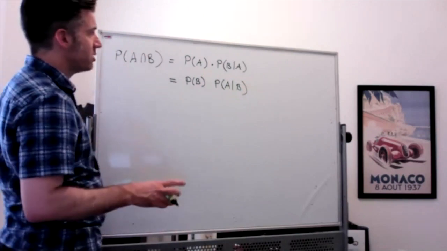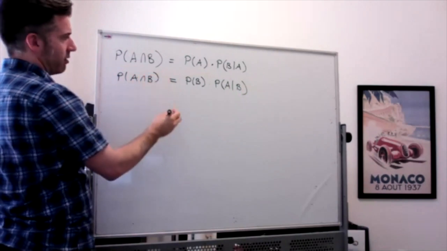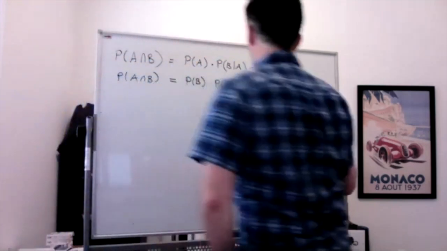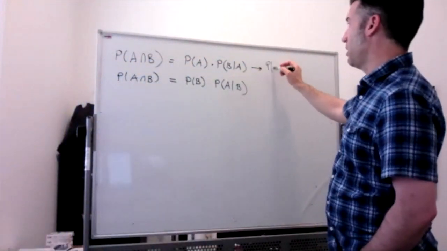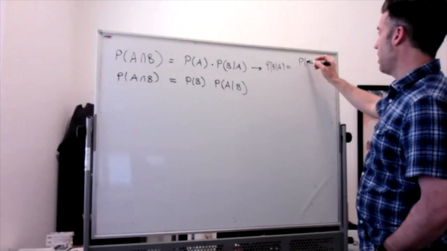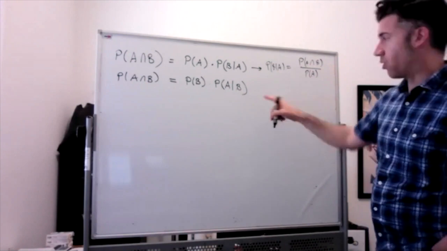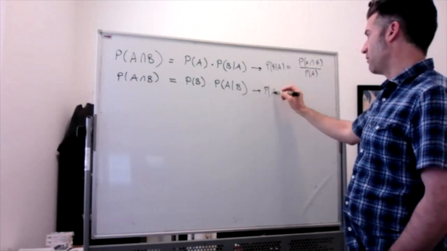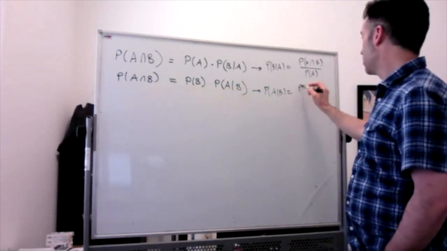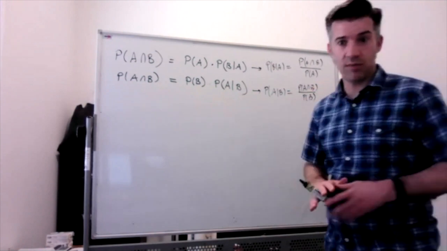And they both lead to, if we divide the probability of A intersect B by either the probability of B or the probability of A, the following formulas for conditional probability. The probability of B given A is the probability of B and A happening divided by the probability that A happens. Or the probability of A given B is the probability of A and B happening divided by the probability of B. Let's look at some examples.